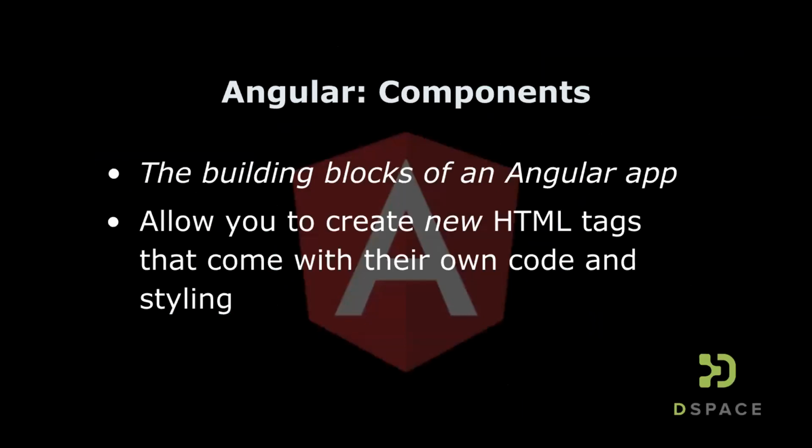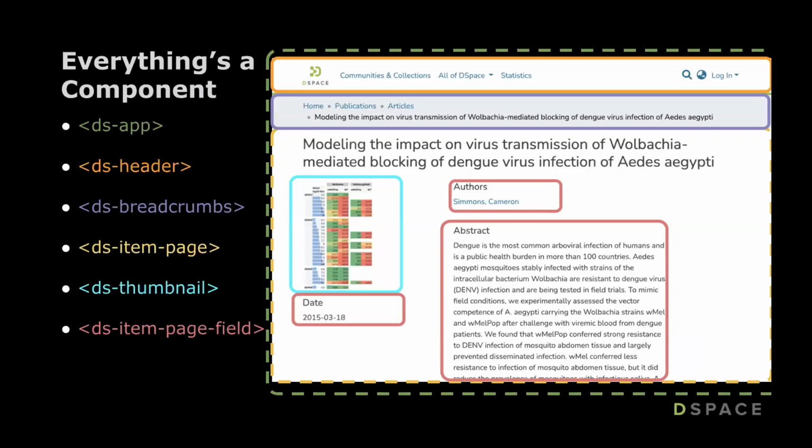So let's talk about how an Angular app is structured. Everything in Angular that you see is a component, and a component is basically just a custom HTML tag that we make. They come with their own code and their own styling. So a little overview here of an item page. You have the app, that's the entire thing. That's a new tag that we added, DS app. Then you have the header component, DS header, breadcrumbs component, the item page itself underneath the breadcrumbs, and then every part on it, the thumbnails, the metadata, everything is a component, and you can nest them and you can combine them and do what you want.